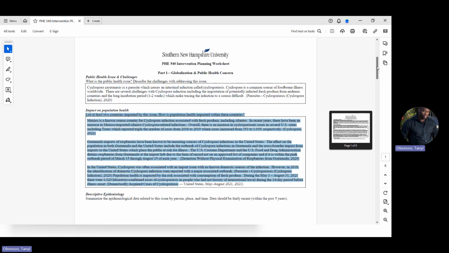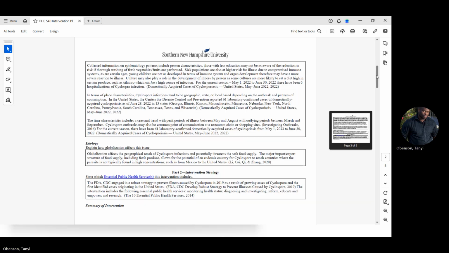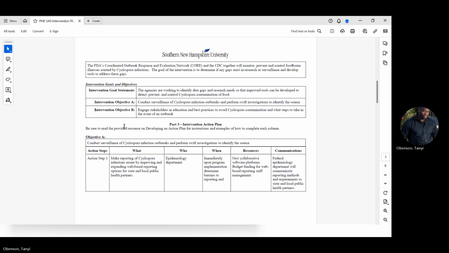Descriptive epidemiology, summarize epidemiological data related to the issue. Etiology, explain how globalization affects the issue. And then there's the intervention strategy, where you start talking about ways to intervene to reduce or prevent the spread of this parasite throughout the world.